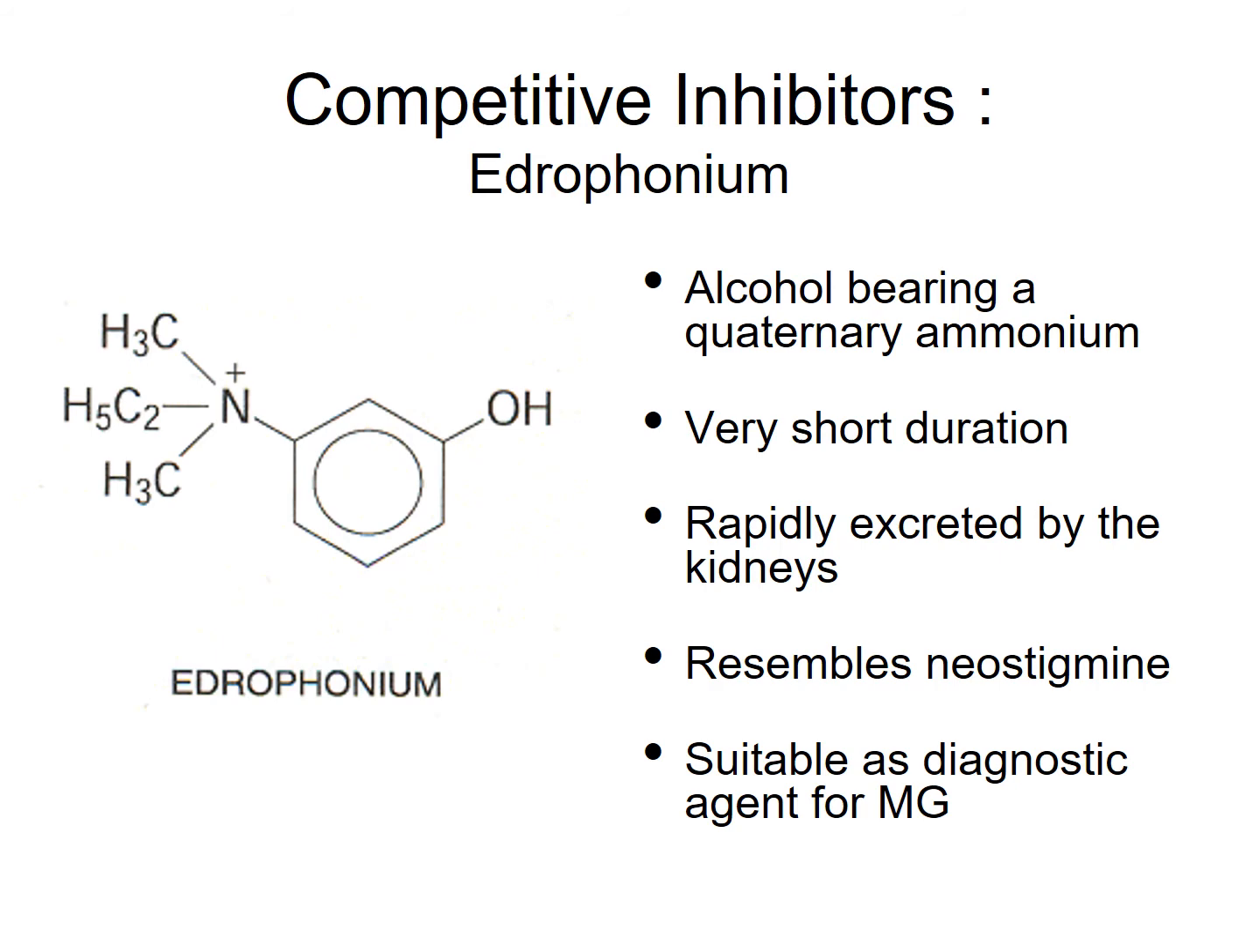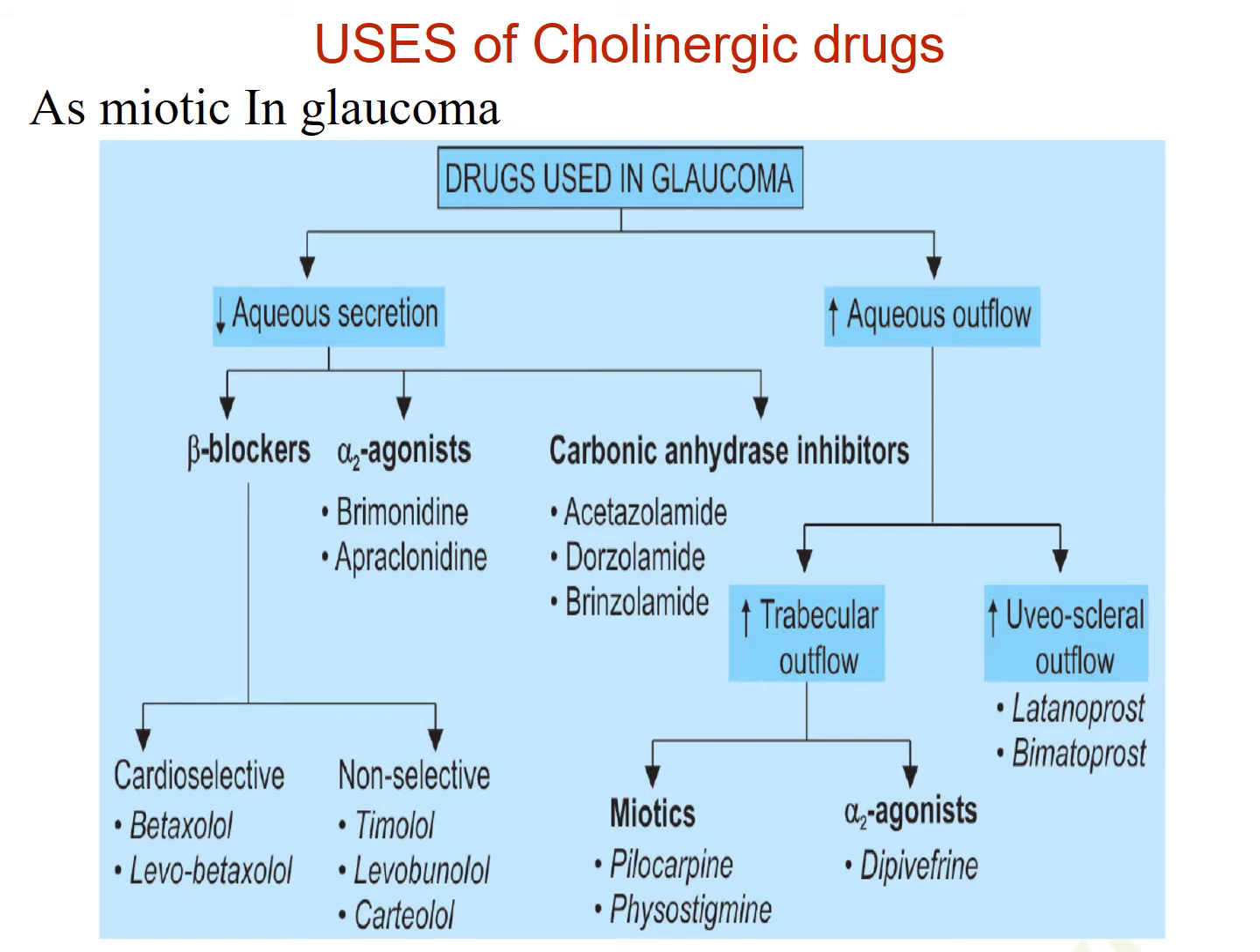How? We will see how it is responsible for diagnosing cases of myasthenia gravis. In case of glaucoma, we have the cholinergic drugs as miotics, and we see the drugs decrease the aqueous secretion or increase the aqueous outflow, thus reducing the intraocular tension.